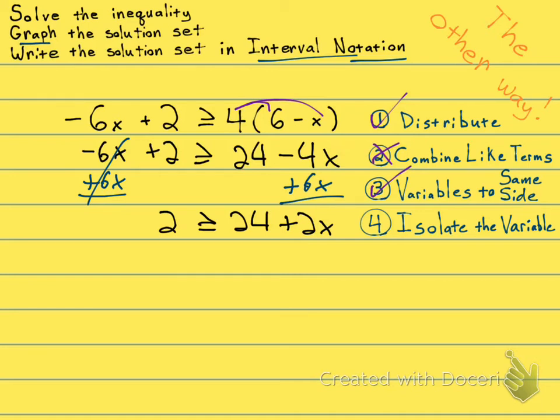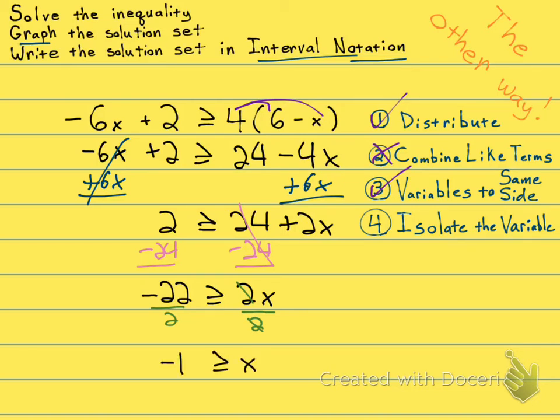So let's isolate this grumpy old x. She wants to be by herself. I am going to subtract 24 from both sides. Let me get pink. I will subtract 24 on the left, subtract 24 on the right. All right, 24 is gone from the right-hand side. On the left, 2 minus 24 is a negative 22. It's greater than or equal to 2x. And one more step, I am going to divide both sides by 2. 2 over 2 is 1. So now this grumpy x is all by herself.